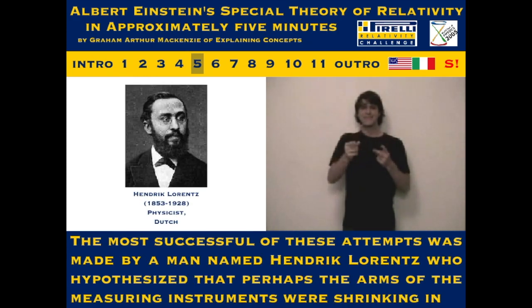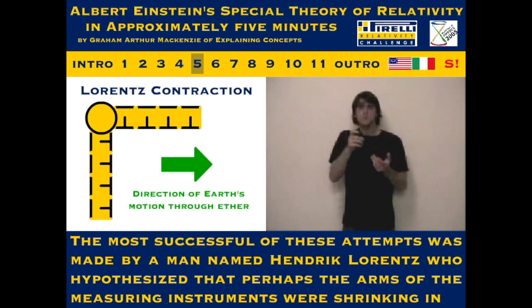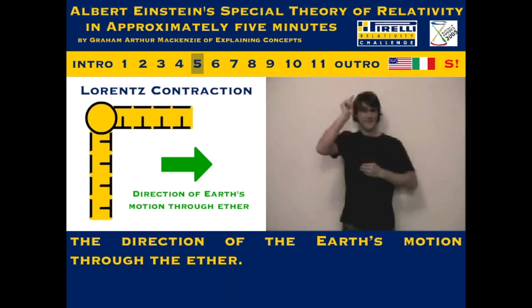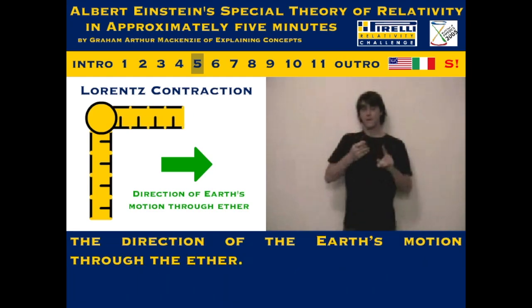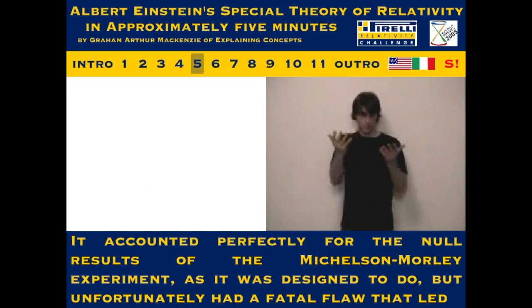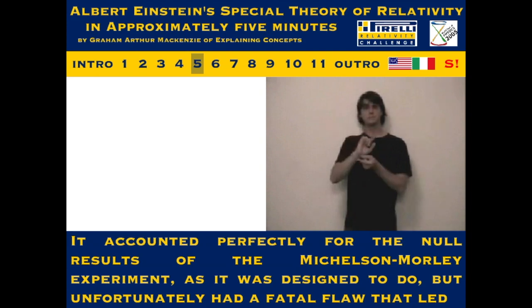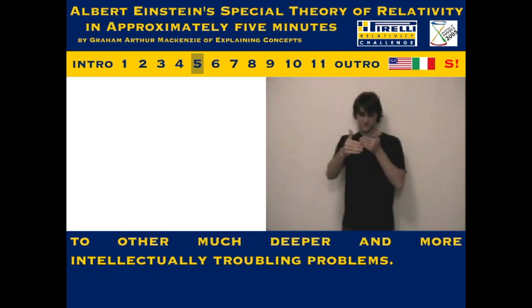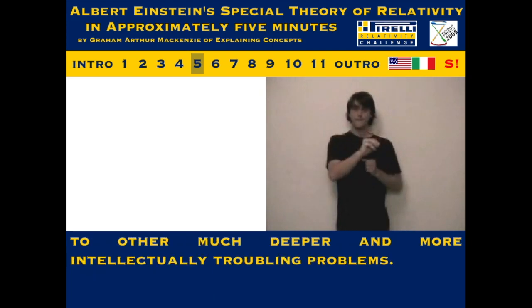The most successful of these attempts was made by a man named Hendrik Lorentz, who hypothesized that perhaps the arms of the measuring instruments were shrinking in the direction of the Earth's motion through the ether. Lorentz's transformation is his mathematical description of this, his hypothetical contraction. It accounted perfectly for the null results of the Michelson-Morley experiment, as it was designed to do, but unfortunately had a fatal flaw that led to other, much deeper, and more intellectually troubling problems.